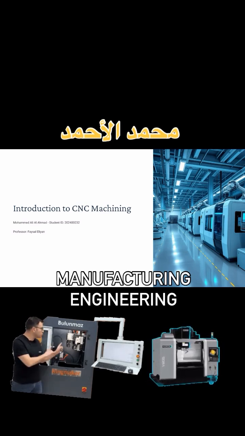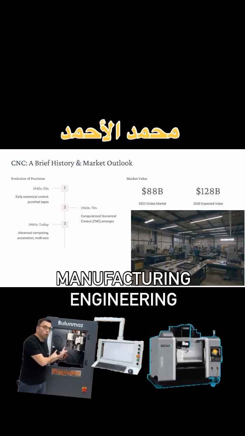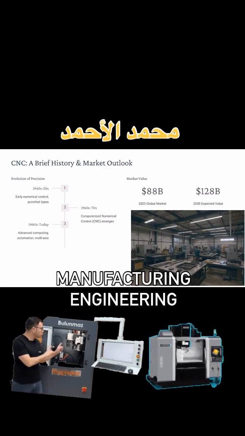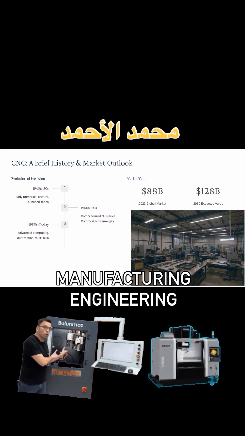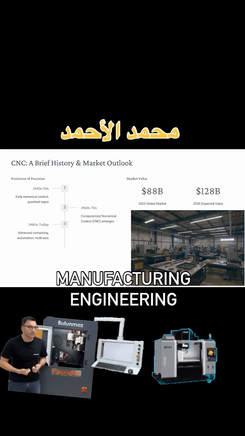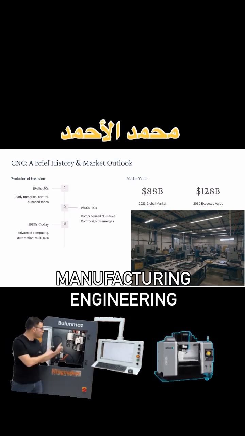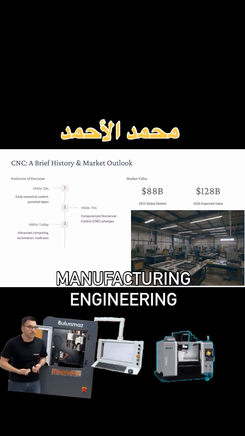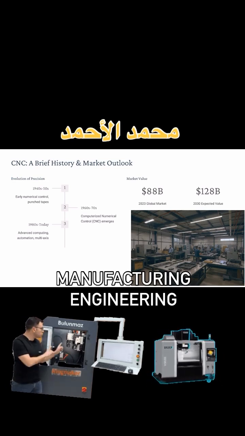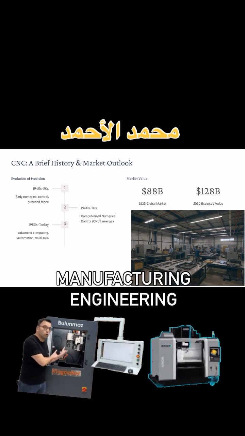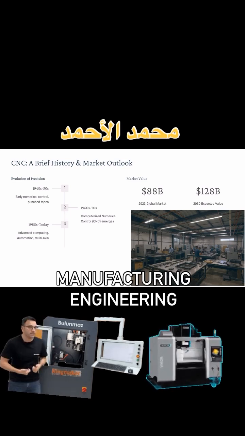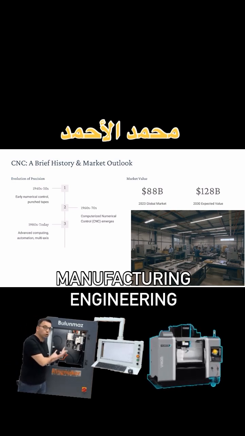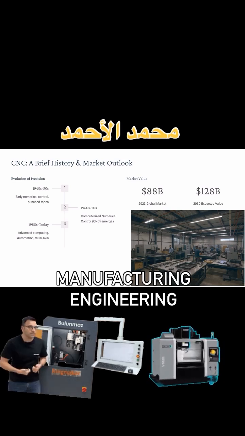So let's start by giving you a brief history of CNC machining. CNC machining has a long history that started in the 40s and 50s of the 20th century, and it started with numerical control using punched tapes. After the introduction of microcontrollers, we had our first CNC machine in the 1970s. Since the 1980s, we have seen rapid progress, including automation and multi-axis machining, achieving up to 5 axes.